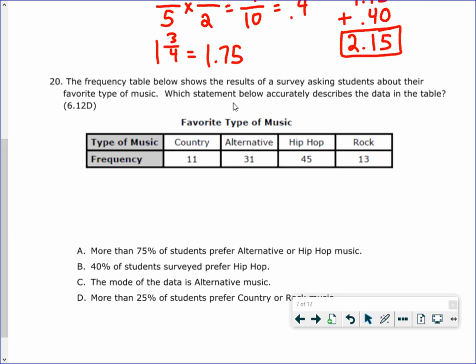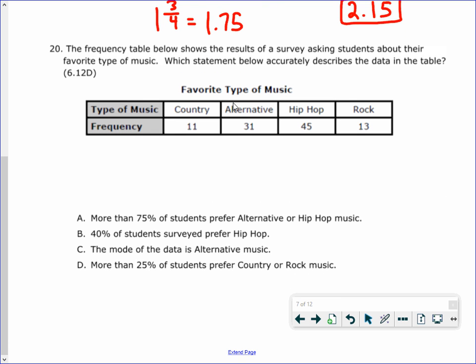Number 20. The frequency table below shows the results of a survey asking students about their favorite type of music. Which statement below accurately describes the data in the table? All right, so more than 75% of students prefer alternative or hip-hop music. Alternative or hip-hop music, so we're going to be adding those. So 31, that or means to add them. Hip-hop is 45. 31 plus 45, we can do in our head, that's 76.